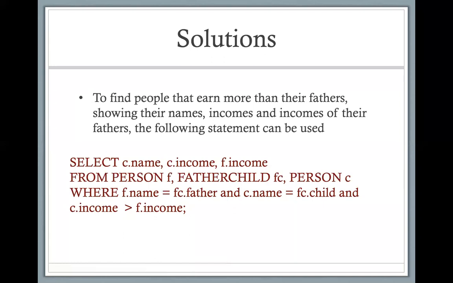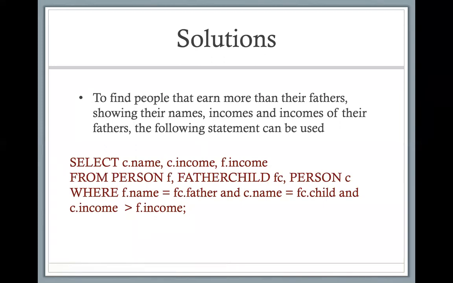So here is the join condition, where f.name is equal to fc.father. Basically you're saying that in the table father child, we want the attribute father to be equal to the name of the copy of person F. And then for the child, c.name, the person C, the copy of person referring to the child, c.name is going to be equal to fc.child. So now I've joined this table father child with 2 other tables, person C and person F: once with f.name equal to fc.father, and once with c.name equal to fc.child.